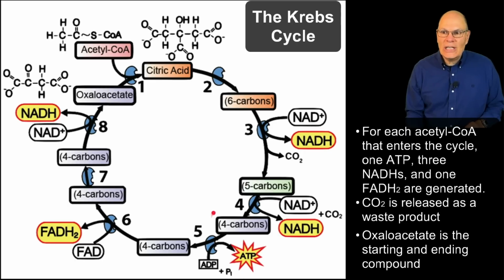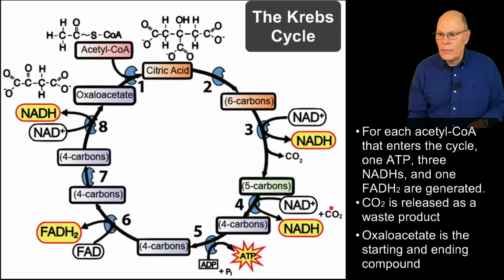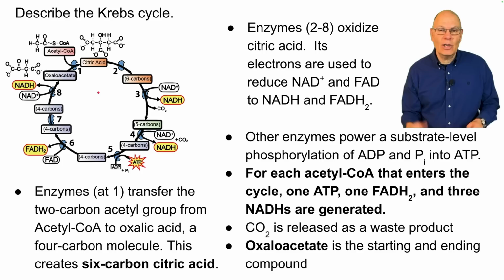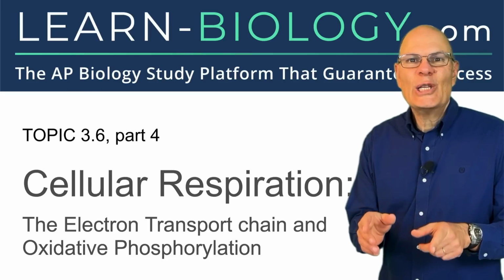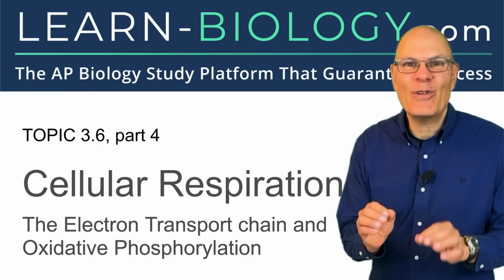For each acetyl-CoA that enters the cycle, 1 ATP, 3 NADH, and 1 FADH2 are generated. And that's probably worth memorizing. And CO2 is released as a byproduct. There's one over here. That's the other 2/3 of the CO2 that you exhale. And oxaloacetate is the starting and ending compound. That's the Krebs cycle.